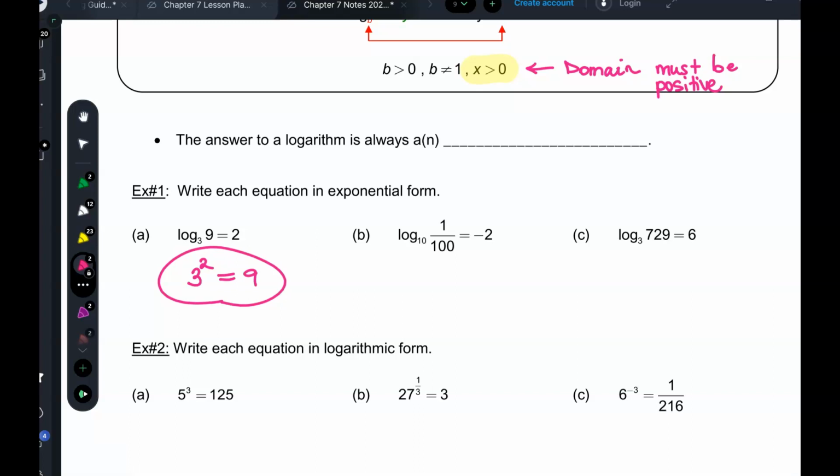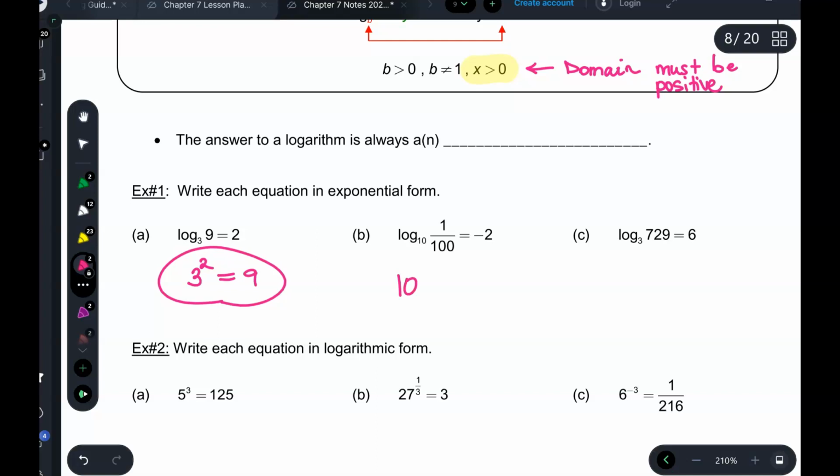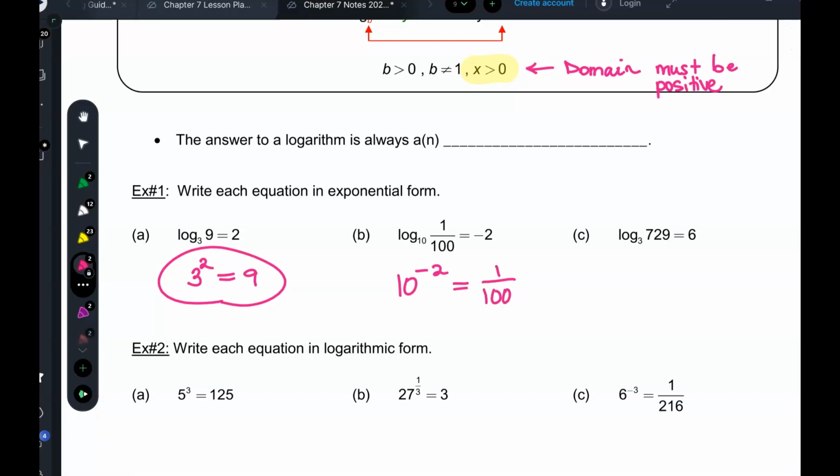All right. So little 10 becomes big 10. So the negative 2 equals, we should be able to check, confirm, are these statements true? They are.